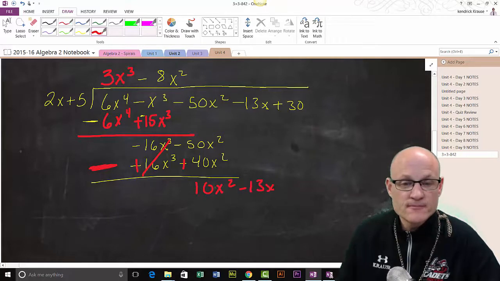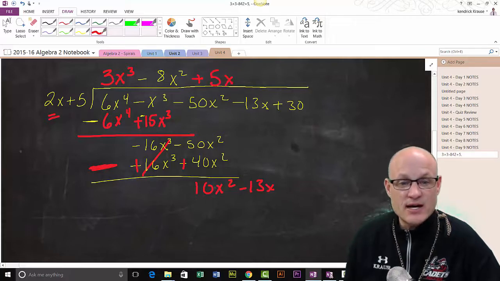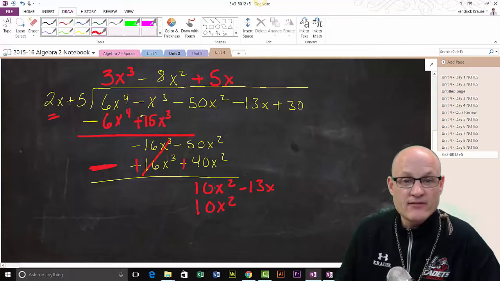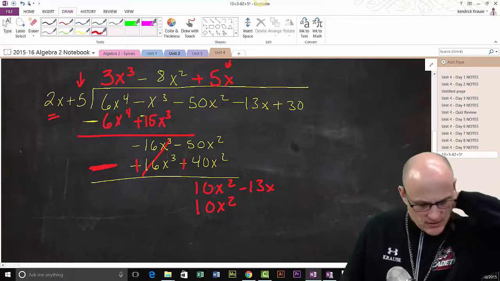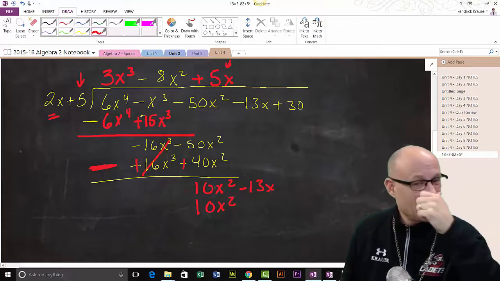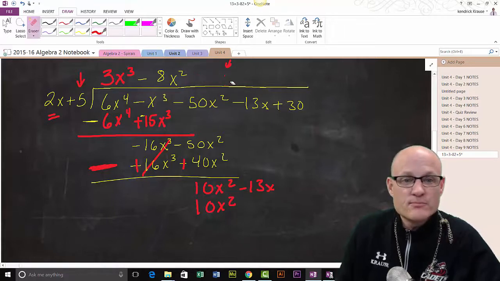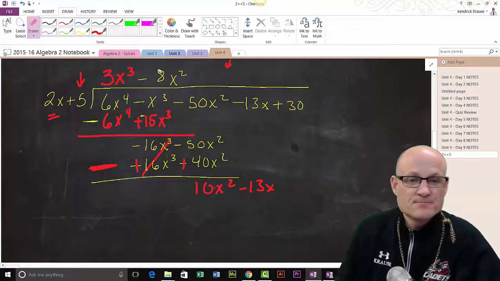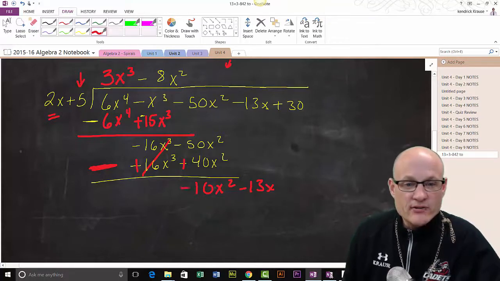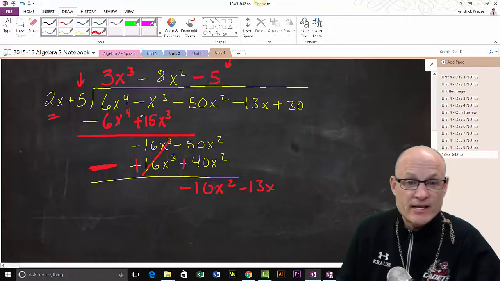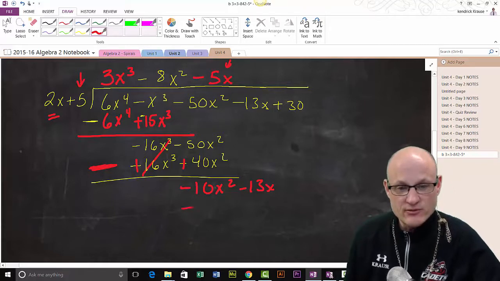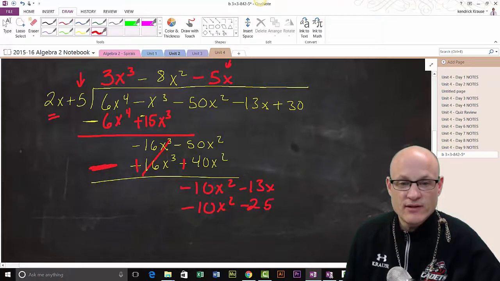Bring down the minus 13x. Now I'm going to multiply 2x times positive 5x to get positive 10x squared. And 5x times positive 5 is, I did it again. I know I keep screwing this up. Hopefully you see the mistake I made. The mistake I made is negative 50 plus 40 is negative 10. So what we're going to multiply through by is negative 5x. Negative 5x times positive 2 is negative 10x squared. And negative 5x times positive 5 is negative 25x.